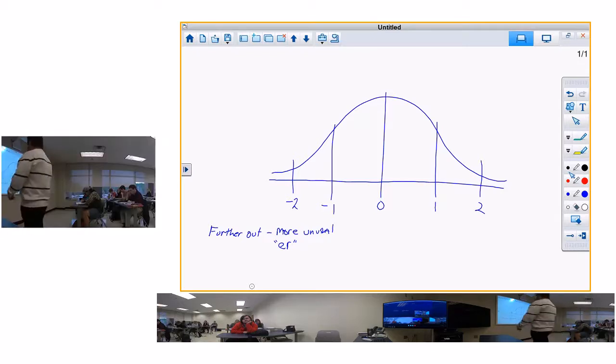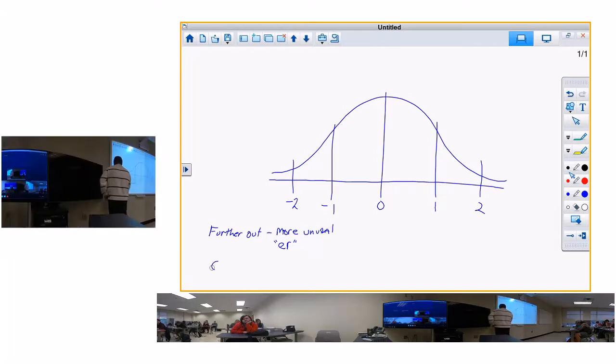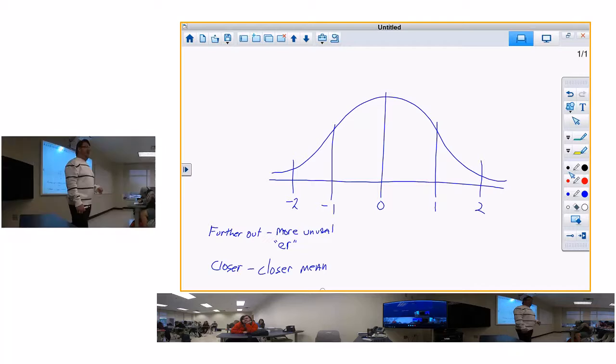Now, what if it's closer? The closer it is to the mean, the more valid it is. The closer you are to 0, the closer to the actual mean. So that means it's more valid. Now, I don't usually ask the valid type questions.